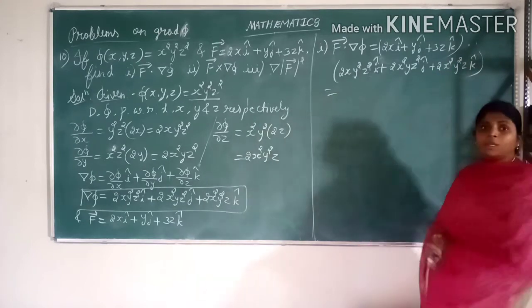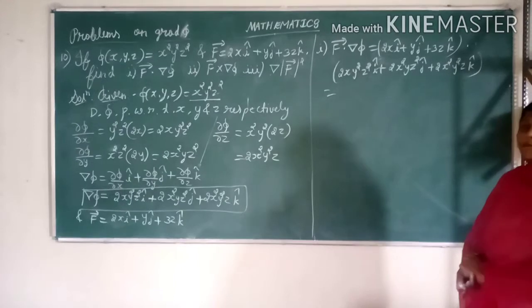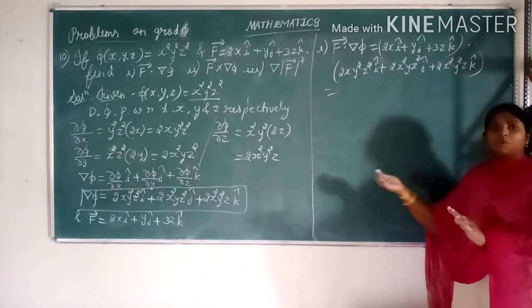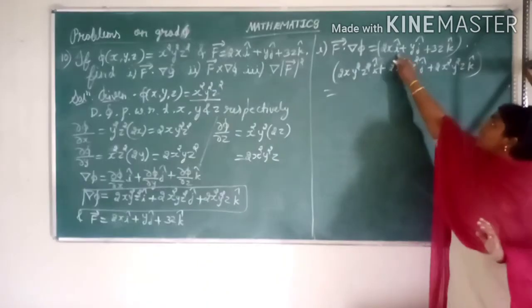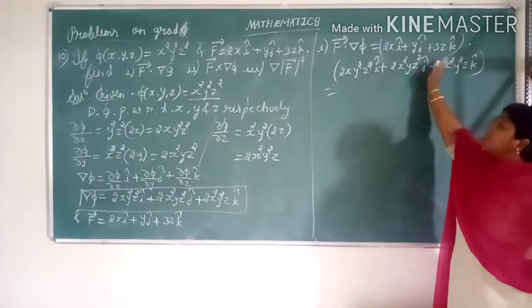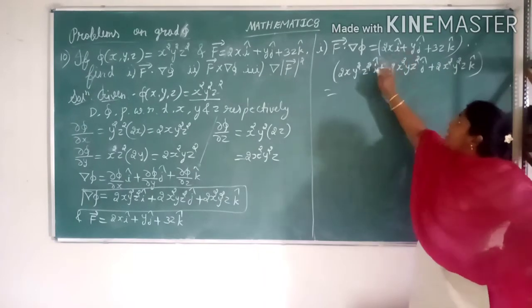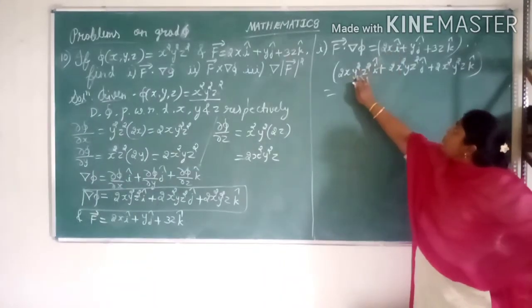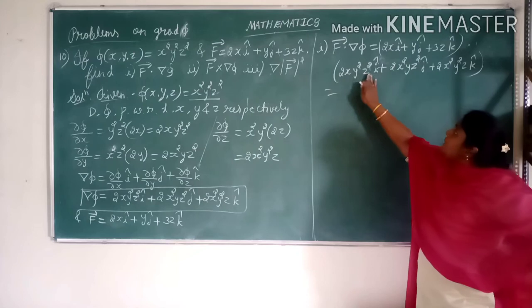Close the bracket. Now we find the dot product of these two vectors. As I told you before in the problems, there is an easy way: only multiply the like coefficients, i with i. The remaining dot products are 0, because i dot i is 1, so multiply their coefficients. That is 2x into 2xy square.